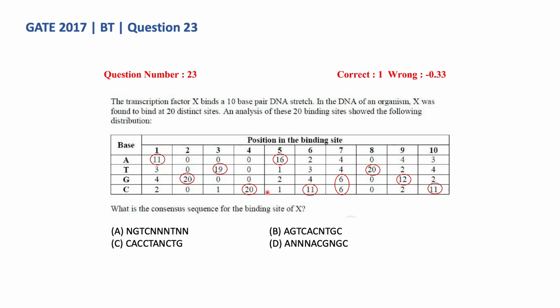So deducing the sequence, option B would be the answer. We would have A, G, T, C, A, C, N, T, G, C. So that answers our question. This is the sequence for the binding site of the transcription factor X.